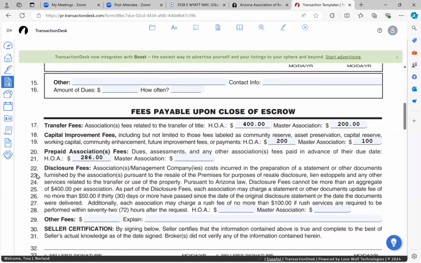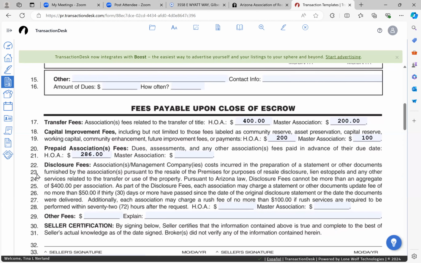Disclosure fee. Association management companies' costs incurred in the preparation of a statement or other documents furnished by the association pursuant to the resale of the premises for purposes of resale disclosure, lien estoppels, or any other services related to the transfer or the use of the property. Pursuant to Arizona law, disclosure fees cannot be more than an aggregate of $400 per association.